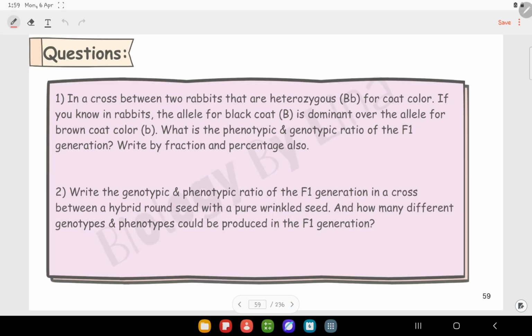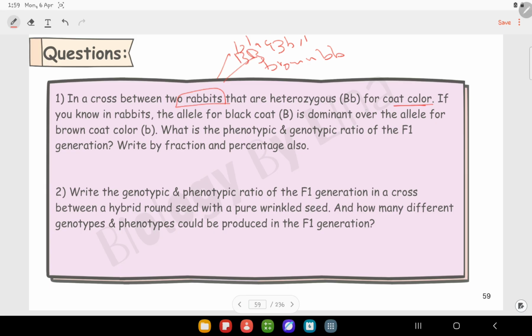Now let's start to solve some questions about monohybrid cross. In a cross between two rabbits that are heterozygous for the coat color, please pay attention. For the rabbit coat color, we have two types: black and brown. The brown color is recessive. It's always small b, small b. The black color may be capital B, small b, or capital B, capital B.